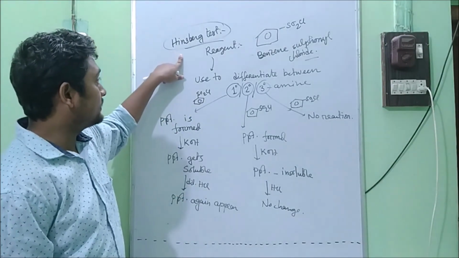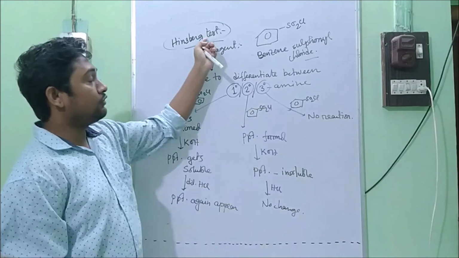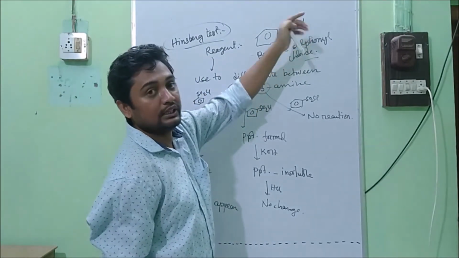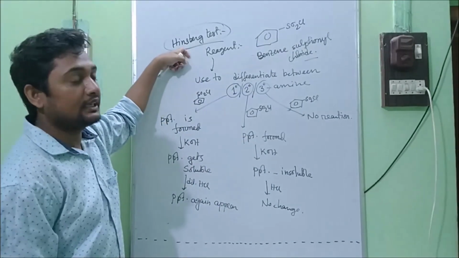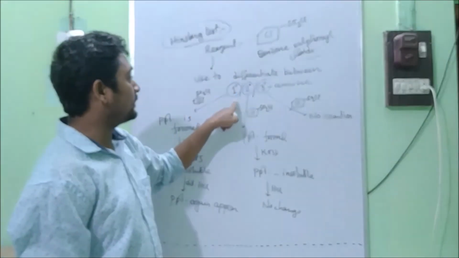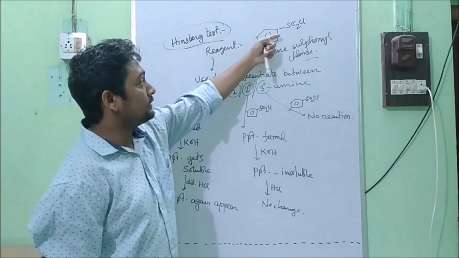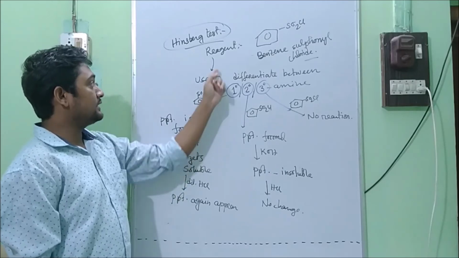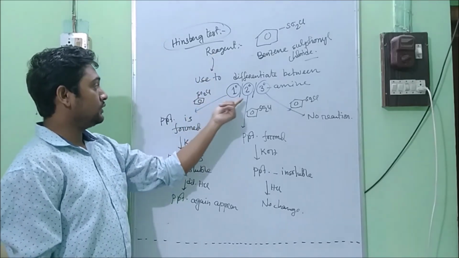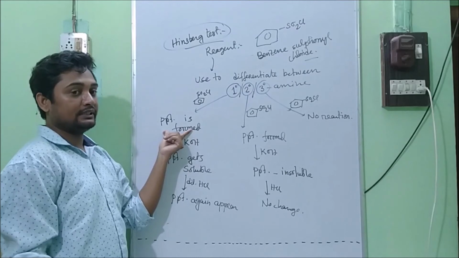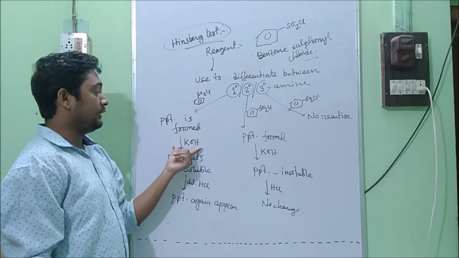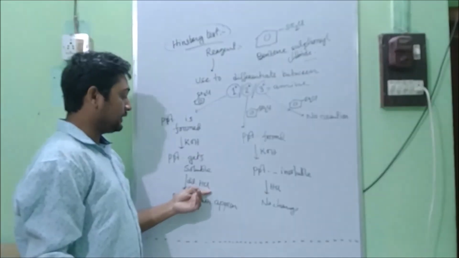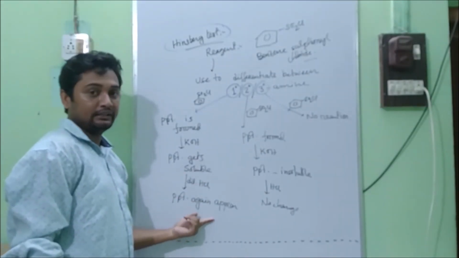Now the Hinsberg test. The reagent for this test is benzene sulfonyl chloride. This is the structure, benzene SO2Cl. Using this test, we can differentiate between 1 degree, 2 degree and 3 degree amine by adding this reagent. If we add benzene sulfonyl chloride to a 1 degree amine, you will have a precipitate. Then if you add KOH to this precipitate, it will dissolve. Then after adding dilute HCl, the precipitate will appear again.